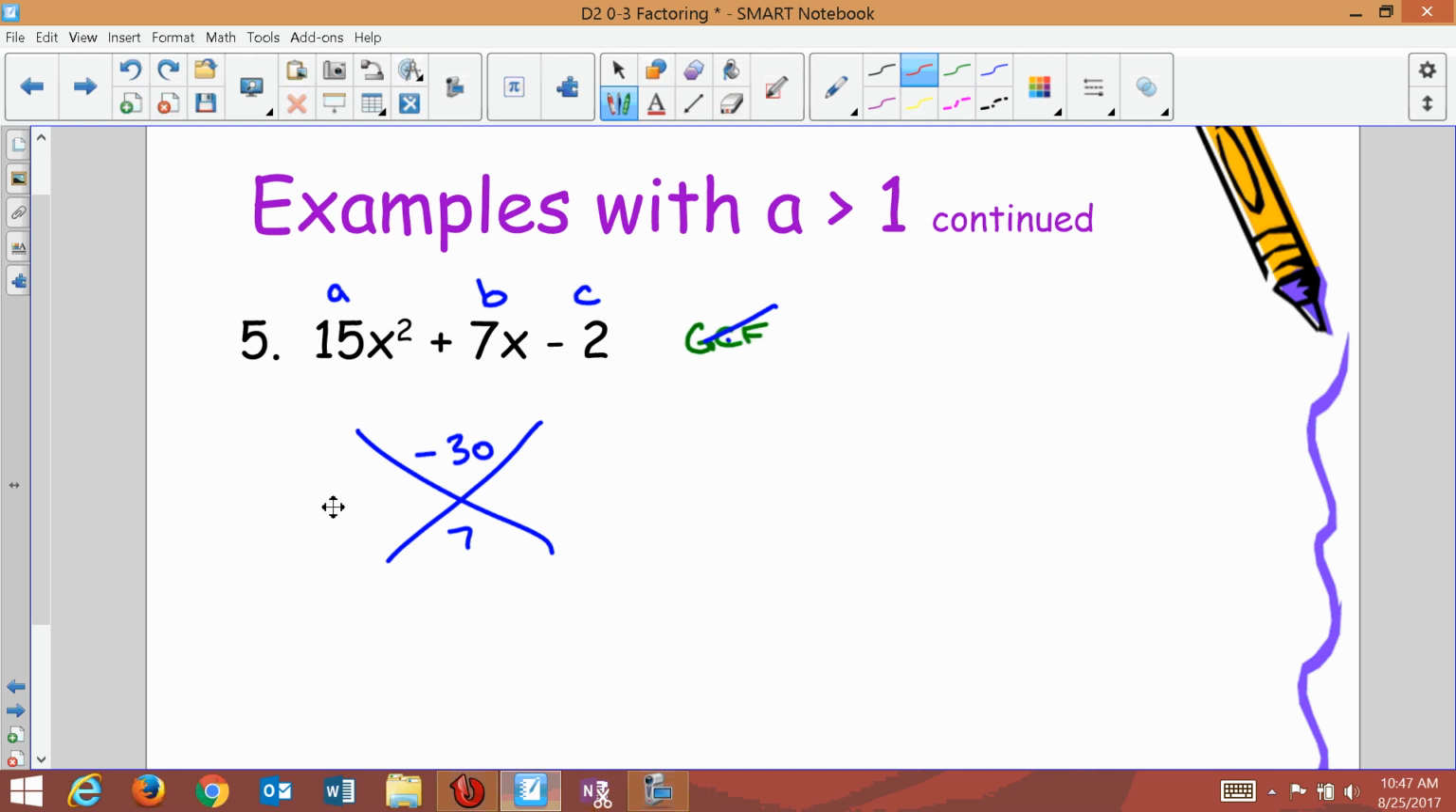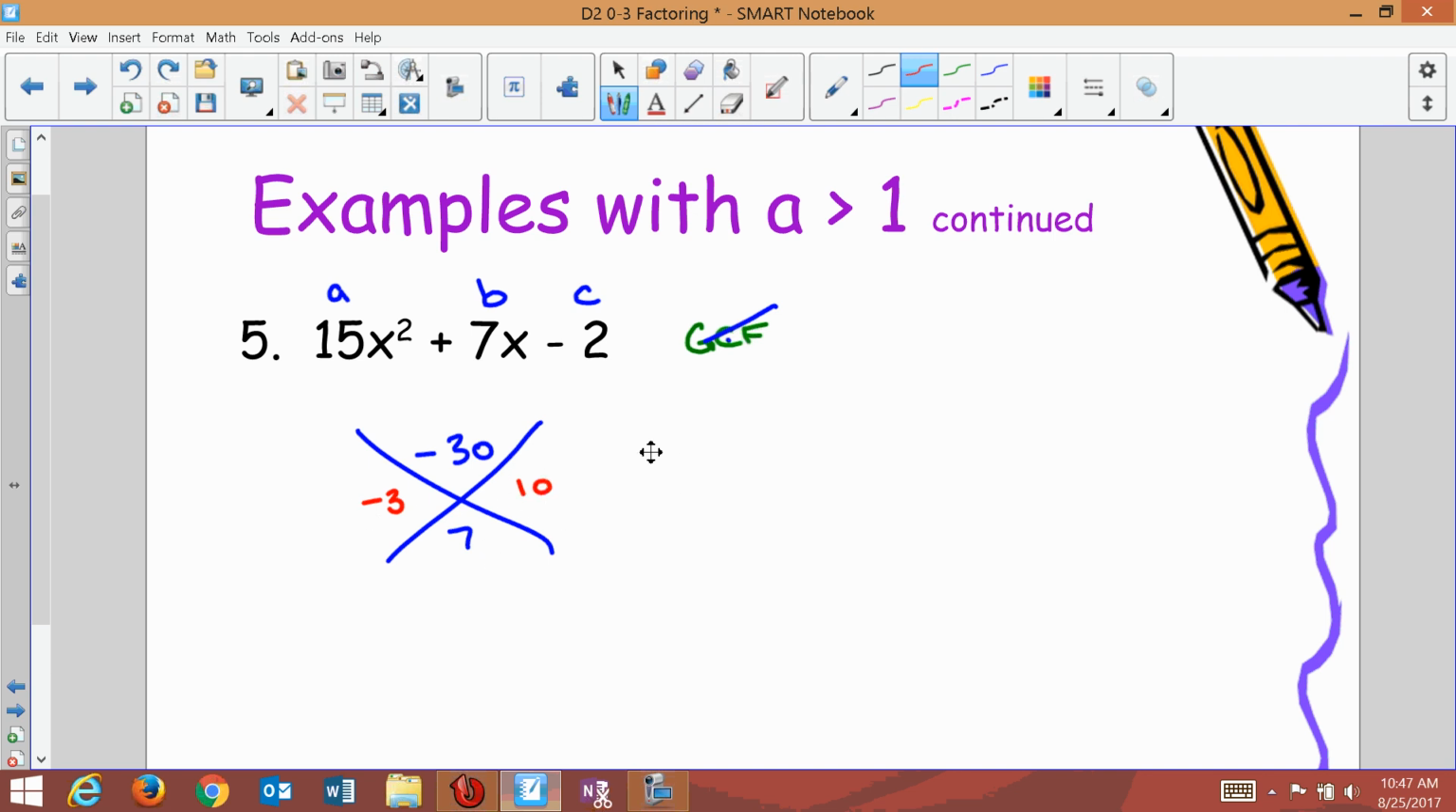So you could try 1 and 30, but those would not have a difference, adding and subtracting, of 7. So you try 2 and 15, that would not work. Try 3 and 10. 3 and 10 does work. What I was doing there is I was just starting with factors, starting with the number 1, its partner of 30, and trying to see if it had a difference of 7. These do. And so how do I get a positive 7 out of those two terms? It would be a -3 and a positive 10.